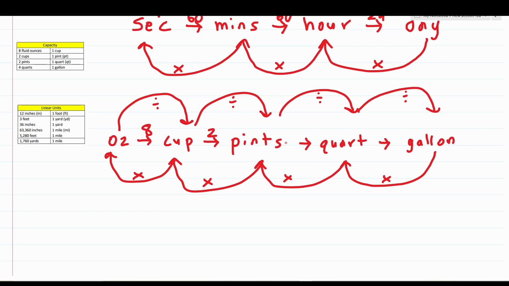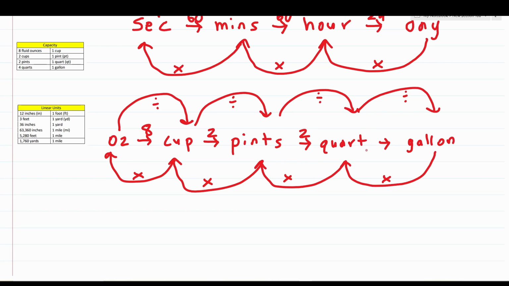Let's talk about pints and quarts now. For pints and quarts, you have to know that there are 2 pints in every quart. So to convert pints to quarts, you're going to divide by 2. To go from quarts to pints, you're going to multiply by 2.